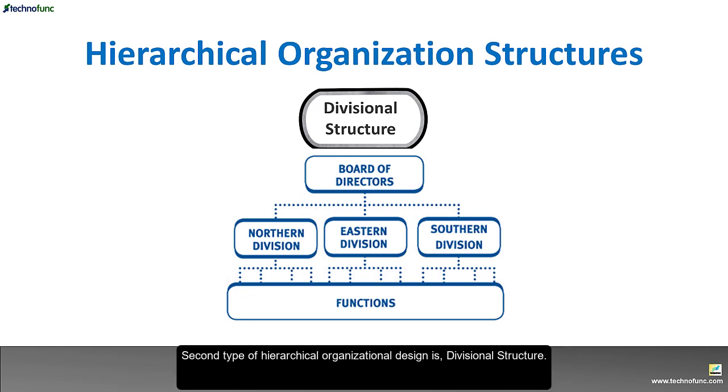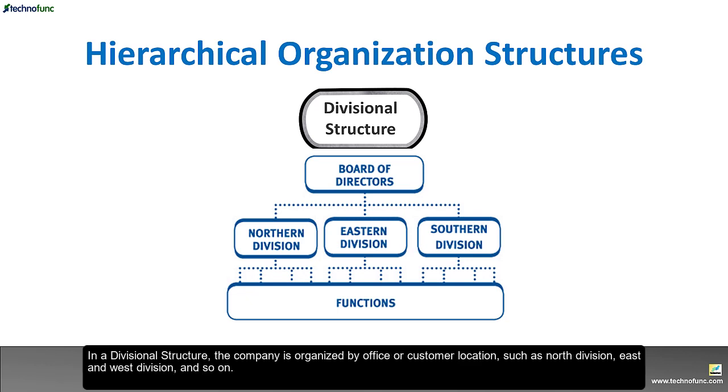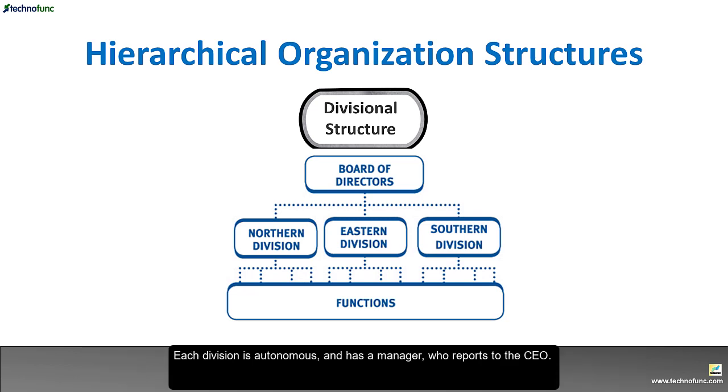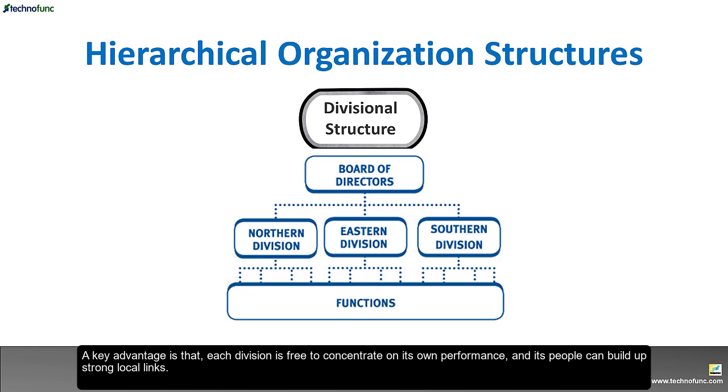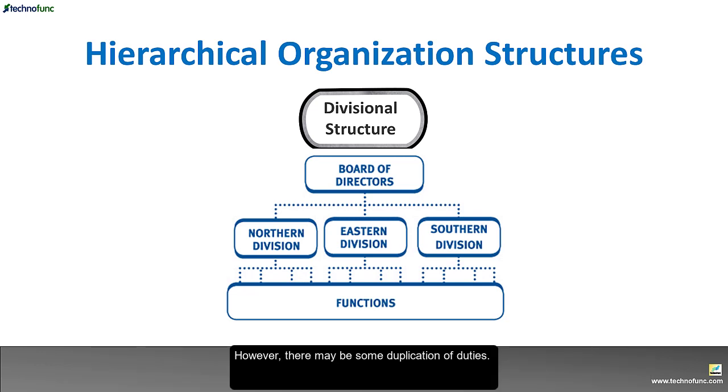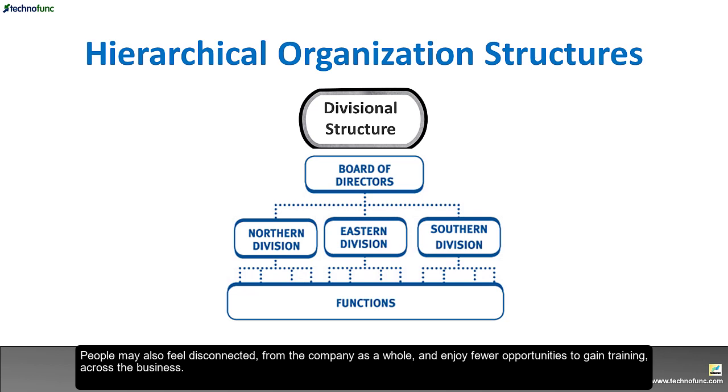Second type of hierarchical organizational design is divisional structure. In a divisional structure, the company is organized by office or customer location, such as North Division, East and West Division, and so on. Each division is autonomous and has a manager who reports to the CEO. A key advantage is that each division is free to concentrate on its own performance, and its people can build up strong local links. However, there may be some duplication of duties. People may also feel disconnected from the company as a whole and enjoy fewer opportunities to gain training across the business.